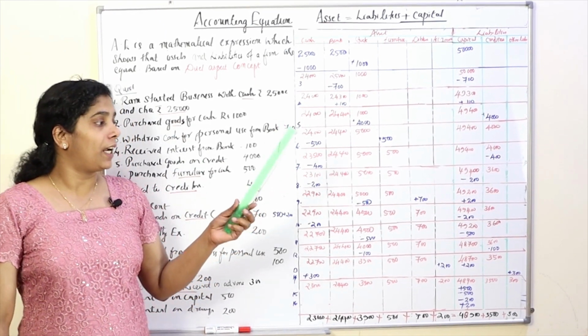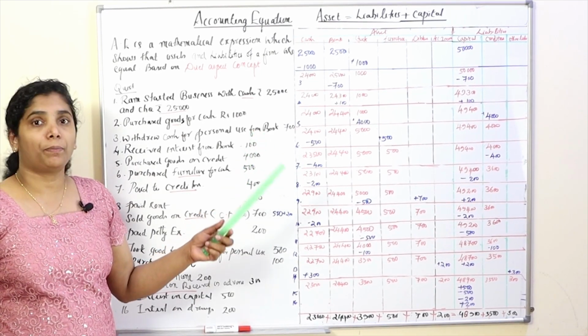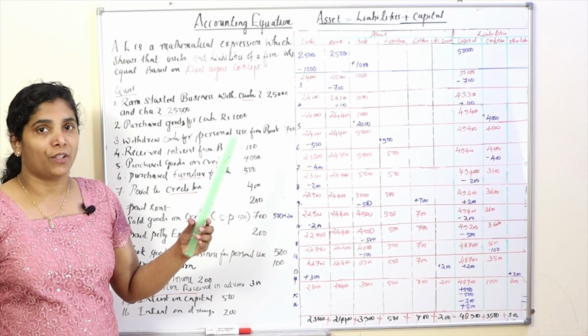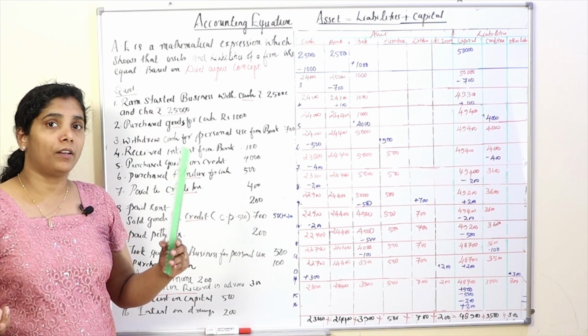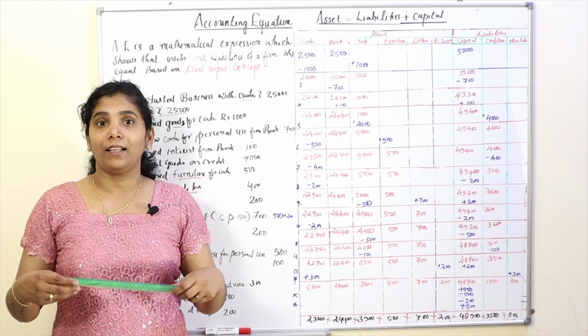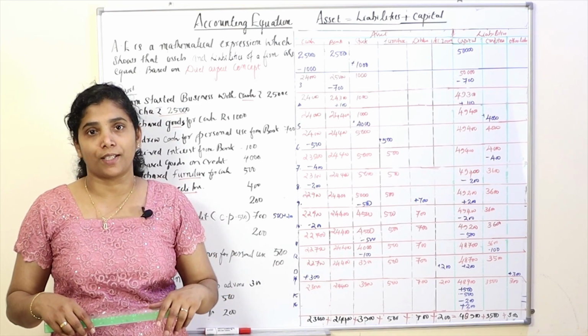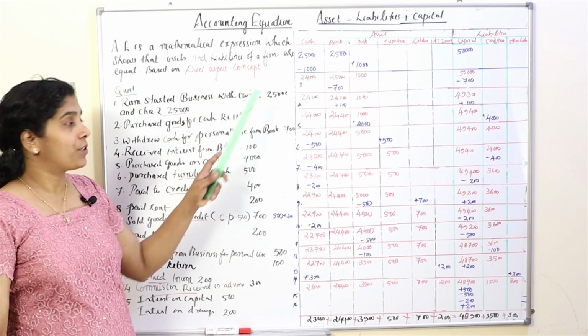Example, when I purchase this scale, the receiving aspect for me is the scale and the giving aspect is cash. So, I give cash and I receive the scale. For the shopkeeper, he is getting cash and he is giving the scale to me. So, there are two aspects for every business transaction. That is based on the dual aspect concept.